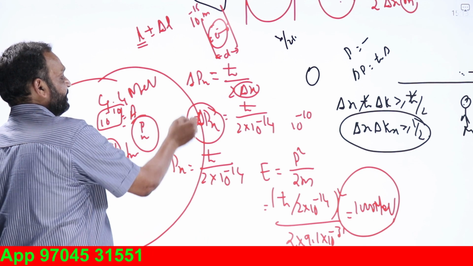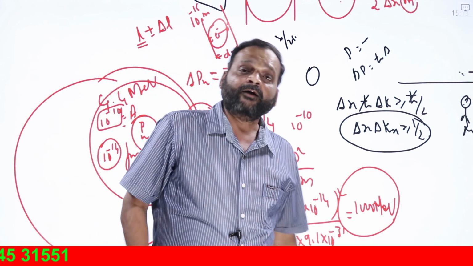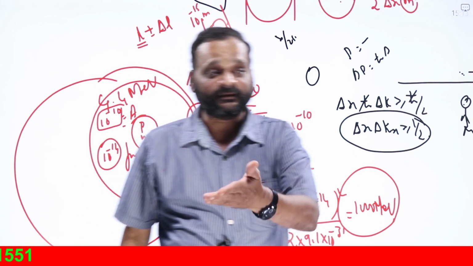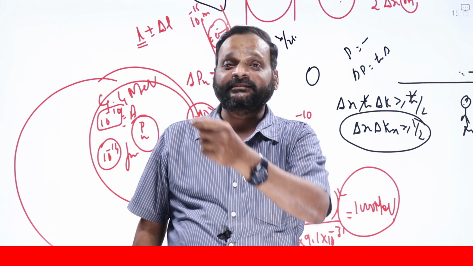Electron can never stay inside the nucleus. It should be anywhere outside the nucleus only. Then if somebody immediately asks me, sir, how are beta particles coming out of the nucleus in beta decay?